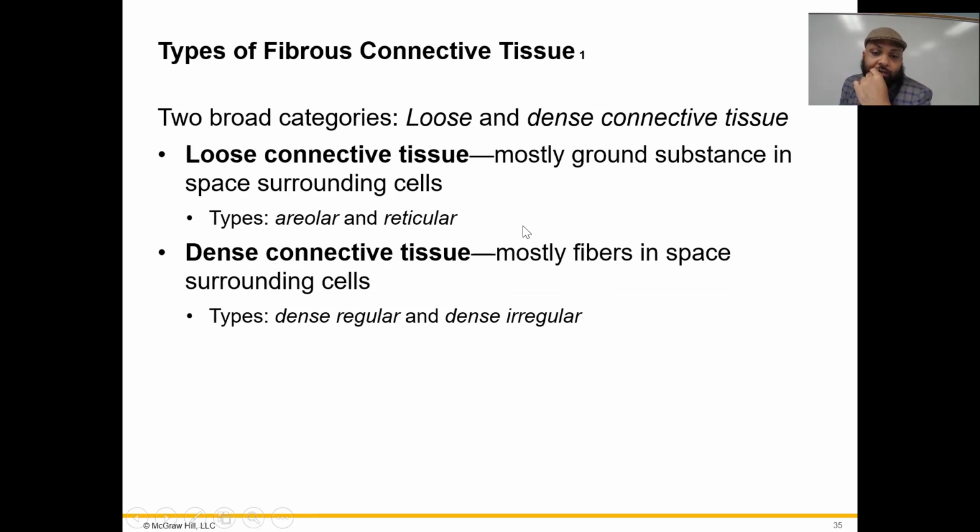The loose connective tissue is mostly ground substance in space surrounding the cells. The types are areolar and reticular tissue. Dense connective tissue is mostly fibrous in space surrounding the cells. The types are dense regular and dense irregular.